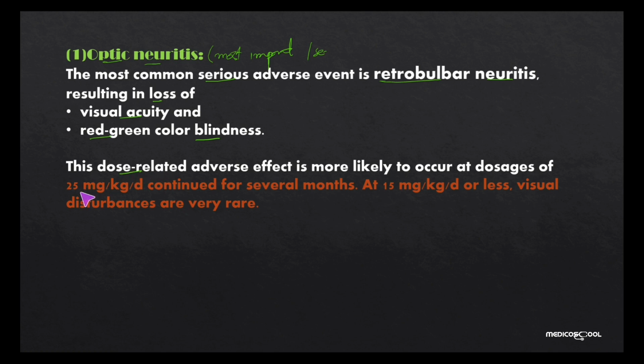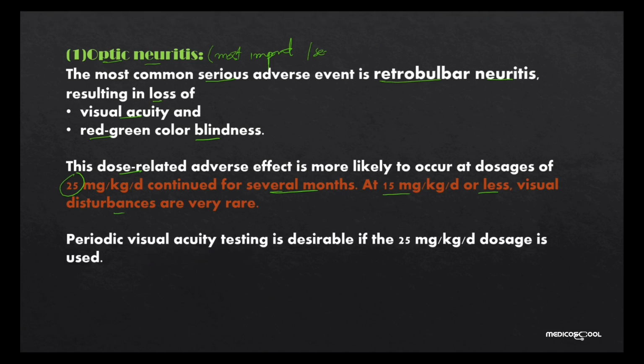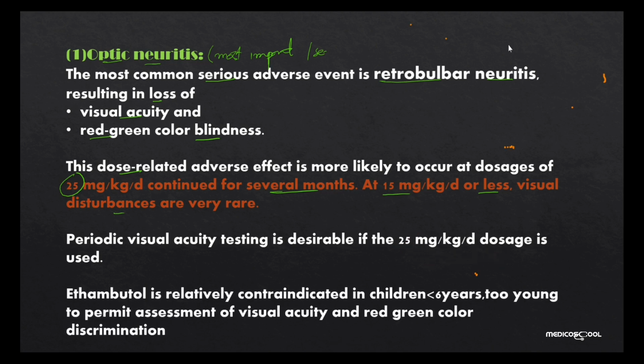It occurs when the dose is about 25 milligram per kg per day and is continued for several months. At 15 milligram per kg per day or less, visual disturbances are very rare. It occurs at higher doses above 25 milligram per kg per day. So periodic visual acuity testing is desirable if the dose used is above 25 milligram per kg per day.